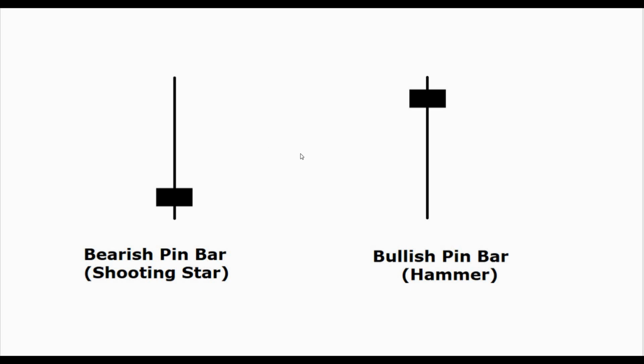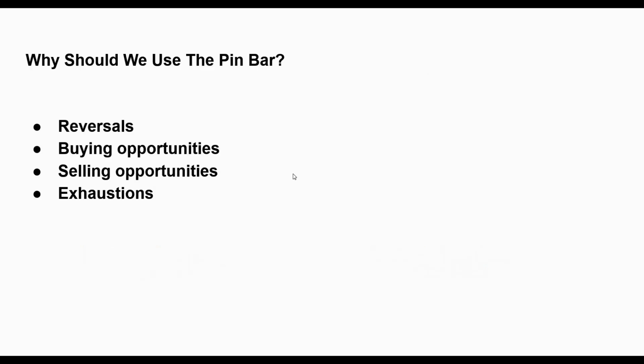That will be a reversal, a bearish reversal. And the bullish pin bar, the hammer, could be identified when we have a downtrend, a downside movement, and when the price prints such a bullish pin bar, then most likely the downtrend is over and the price will start increasing again, so we'll have a bullish reversal. So why should we use the pin bar? The pin bar could help us to identify reversals, buying opportunities, selling opportunities, and exhaustions.